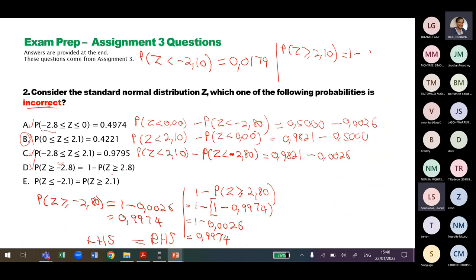So we go and find 0.9821, and do the maths. What is the answer? 0.0179. So your left-hand side equals your right-hand side. They do, because they are both 0.0179. So that is correct. And that's how you're going to validate your answers or check whether the statements are correct or incorrect.